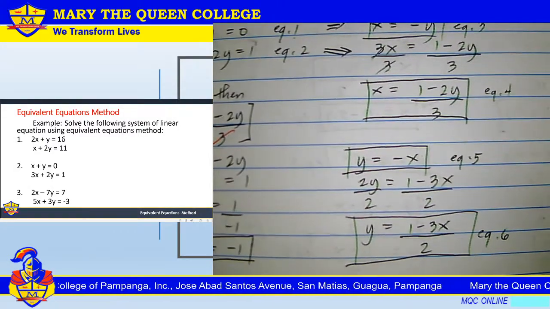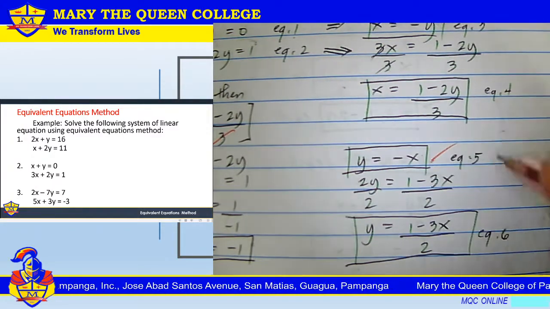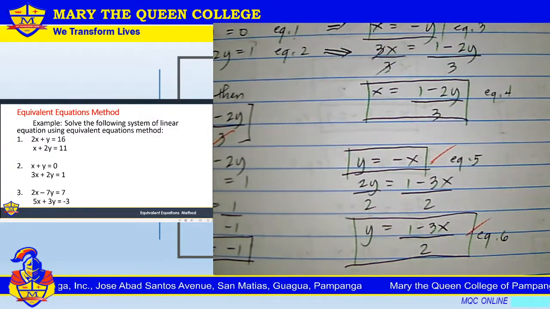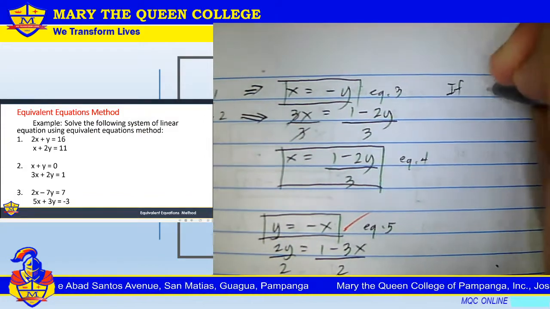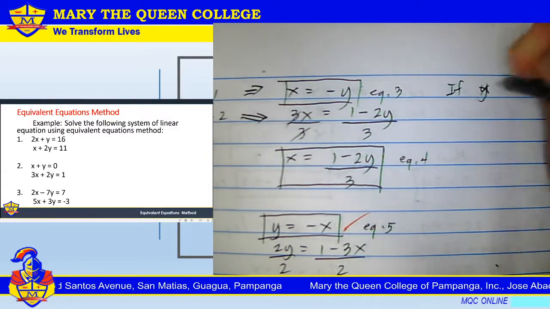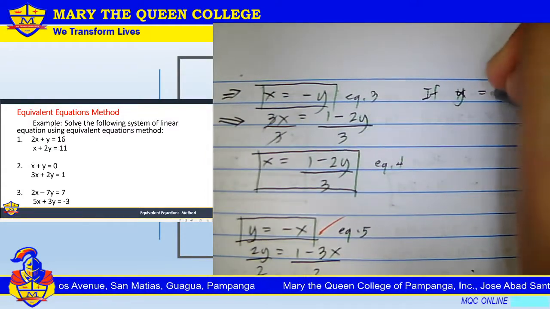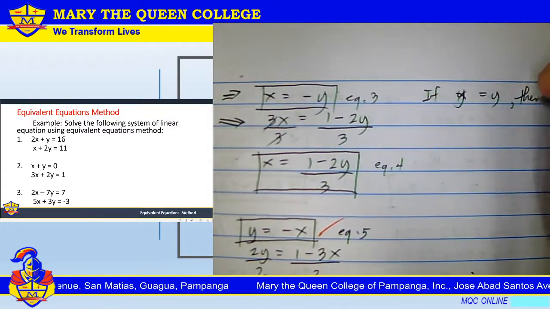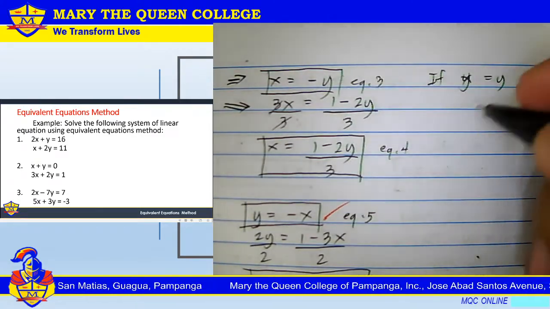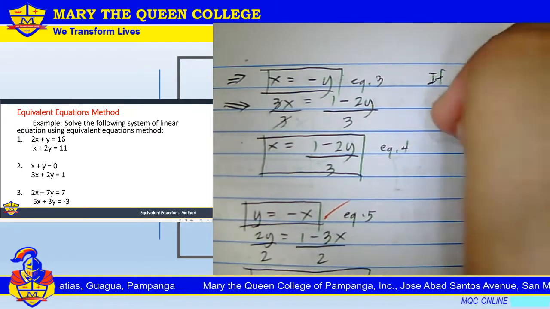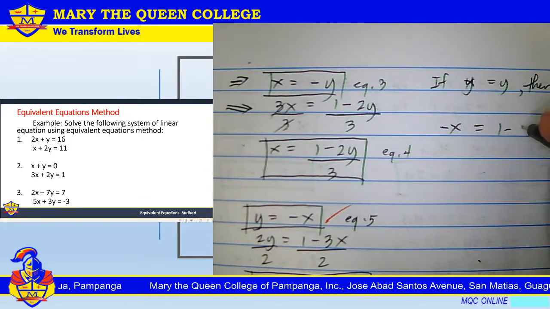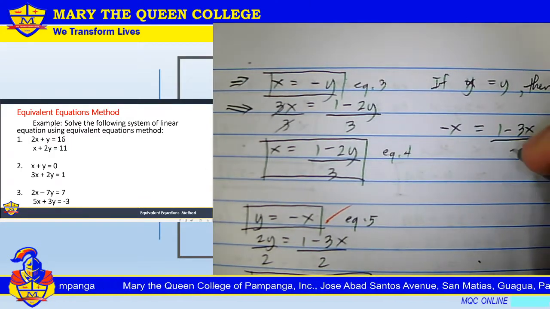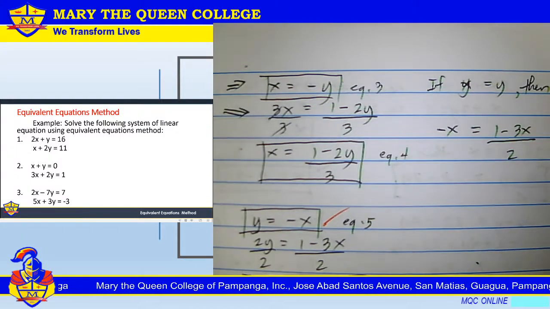Okay? So, meron tayong dalawang bagong equation. This one at saka this one. Okay? So, gaya ng ginawa natin sa x, if y is equals to y, then the value of y is negative x for equation 5 is equal to 1 minus 3x all over 2 for equation 6. Okay?